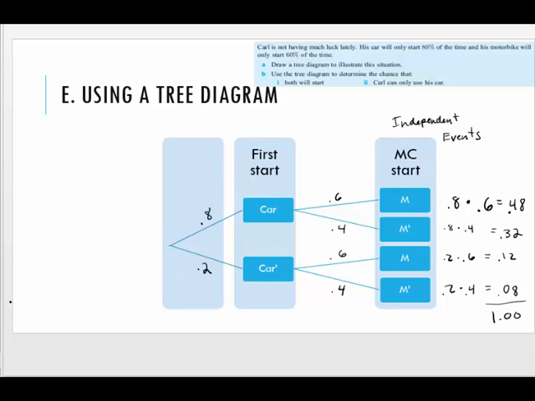And let's look at, I believe, a T-diagram. A T-diagram can be used to illustrate sample spaces if the alternatives are not too numerous. You don't want to get too big. If you have like 75 different outcomes, a T-diagram is not going to work out. Once the sample space is illustrated, the T-diagram can be used to determine the probability.